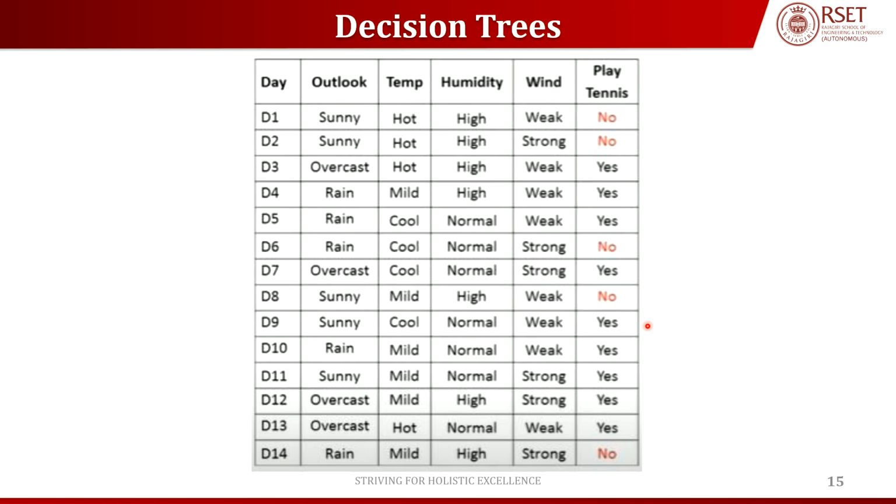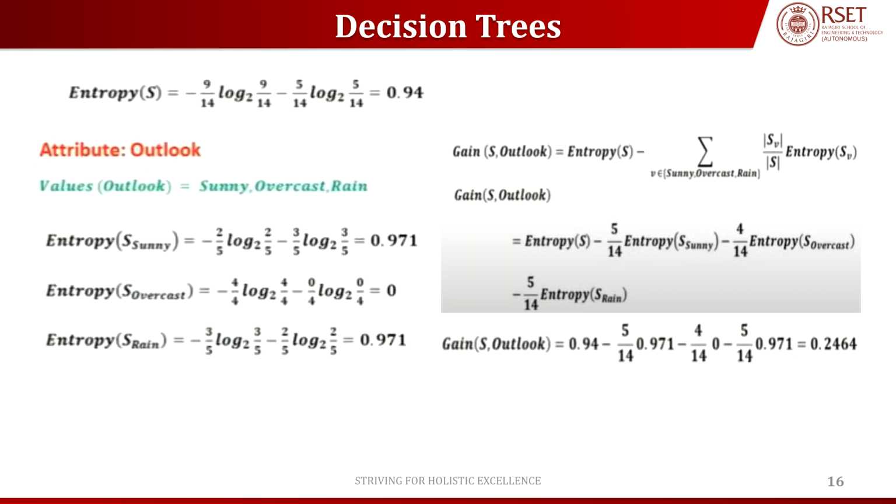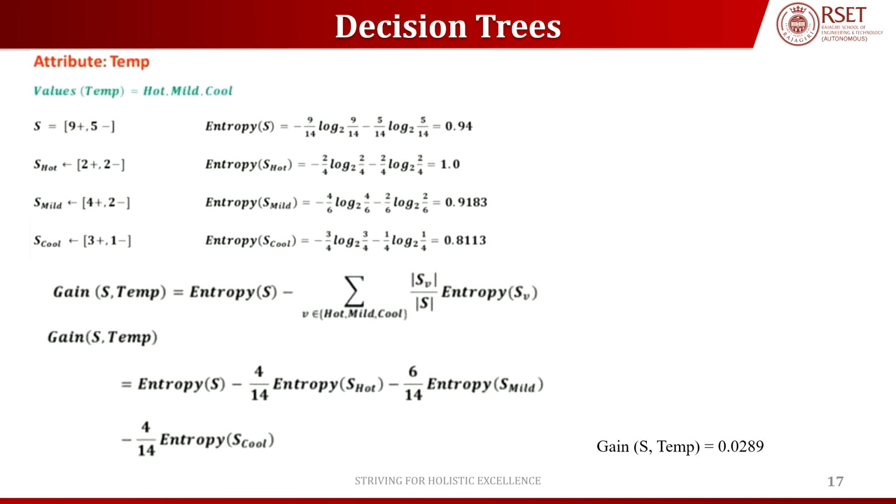Our first step is to calculate the entropy for this entire data set. This tells us the initial level of disorder before we have split on any features. So the entropy for the whole data set is calculated as follows. Next we will be evaluating other features like temperature. We follow the same process: find the entropy of each temperature group, hot, mild and cool, calculate the weighted average entropy, and then find the gain. The gain of S comma temperature is 0.029. This is a very low gain, meaning temperature doesn't do a good job of splitting our data cleanly at the top level.